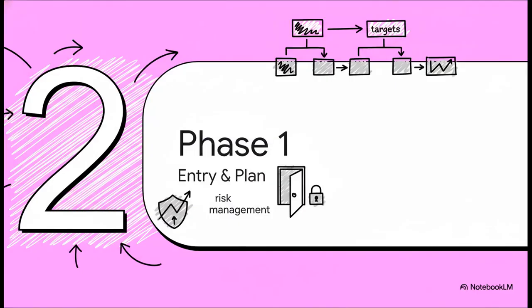All right, let's get into the cycle itself. We're starting with phase 1, the entry and plan. You could say this is the foundation for everything that follows. This is where we'll see how the entire roadmap was laid out, everything from entry points to risk parameters and even the final targets, all of it before the first move was even made.